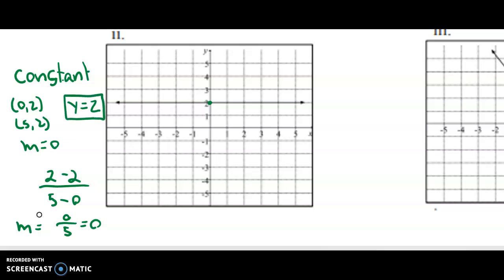So we just have our y-intercept. y equals 2 is going to give us the whole equation for this function because it's constant. It's a horizontal line.